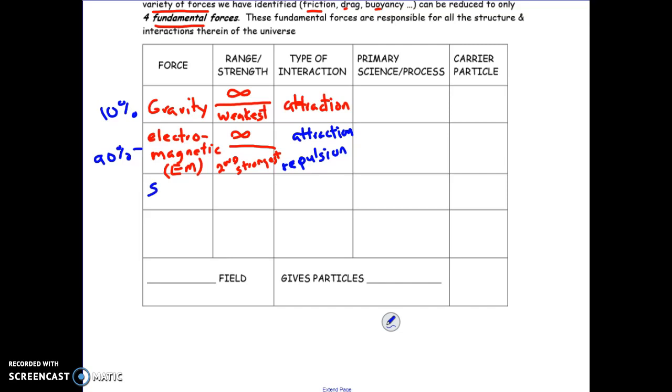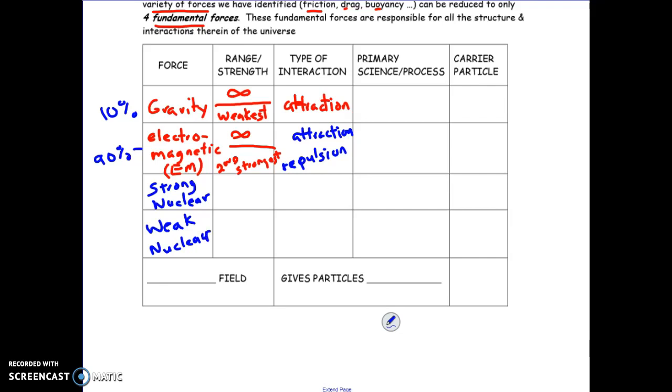One is called the strong nuclear, and the other is called the weak nuclear. So not very creative names, but they kind of tell you something about them. Nuclear.